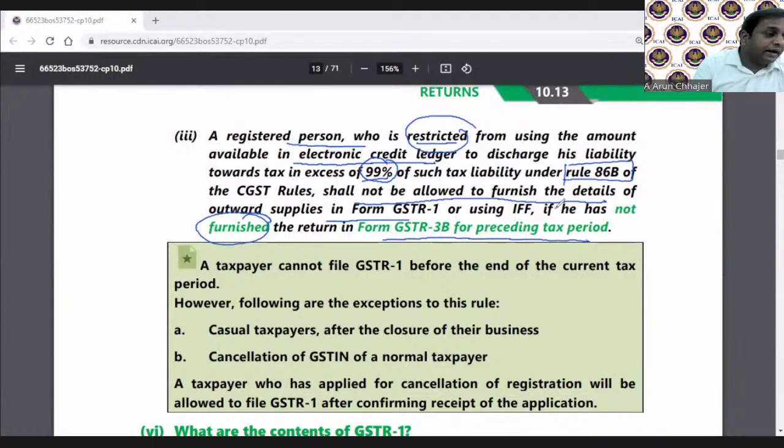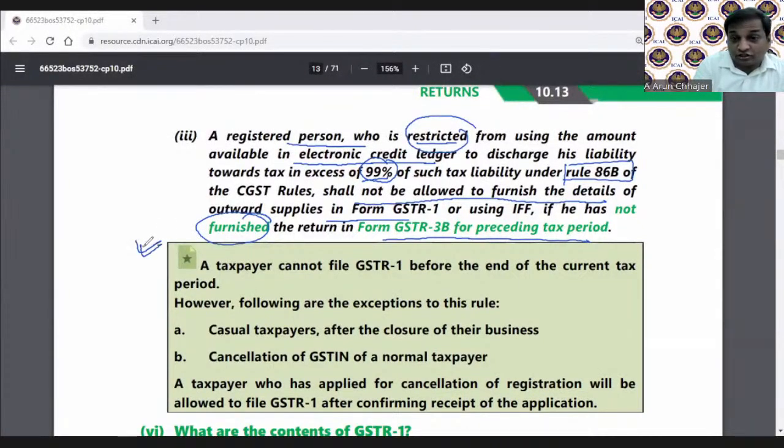What is meant by debar? Debar means one cannot furnish GSTR. See, GSTR1 is applicable, but he cannot furnish it. Why? Because he is a defaulter of some return in the preceding period. So there are these three possibilities. If a question can come, then you should write accordingly.